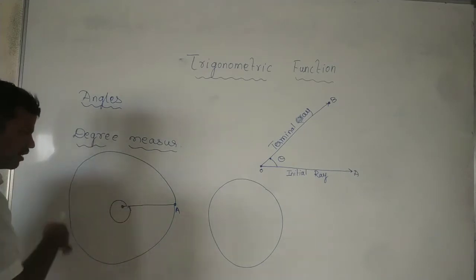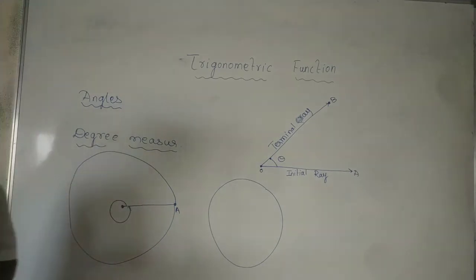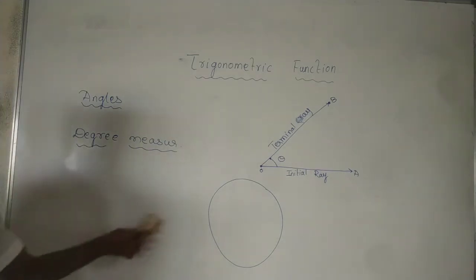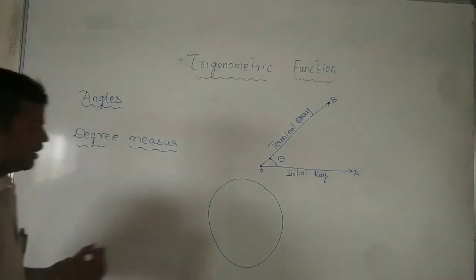So this one revolution is divided into 360 equal parts. One complete rotation is divided into how many parts?